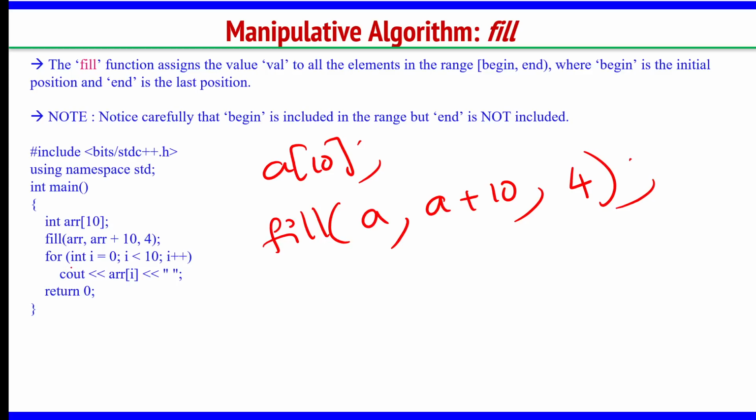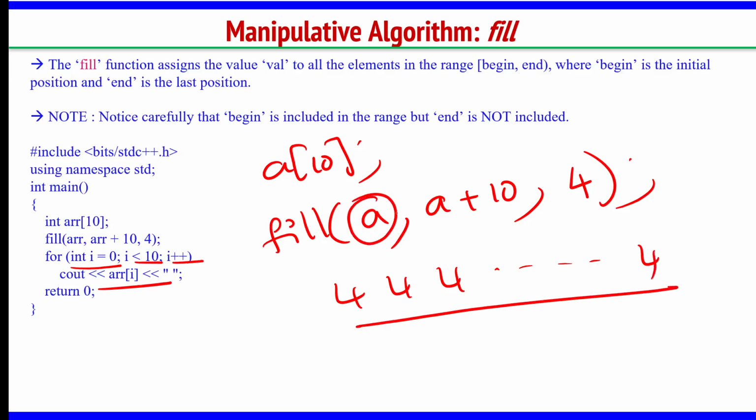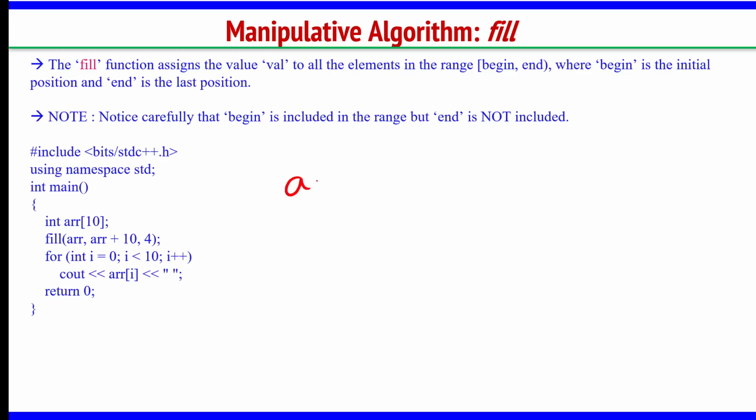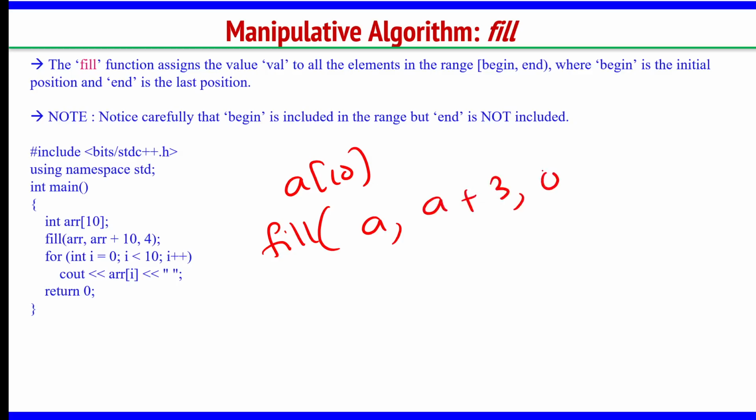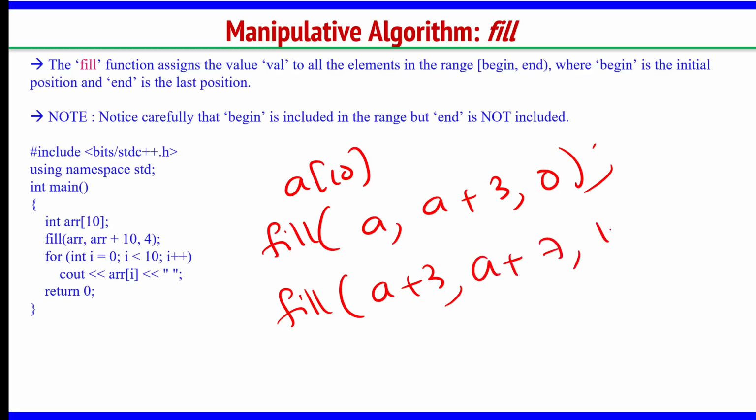Now, what is the output here? For int i equals 0, i less than 10, i plus plus, A of i means it will give 4, 10 times. Why? From the beginning till A plus 10, I am giving 4. You are having an array A of 10, still you can give like this: fill A comma A plus 3 comma 0. Then fill A plus 3, A plus 7 comma 1. What do you think will happen here? First 3 will be zeros, next 3 will be ones. Like this you can fill the array.